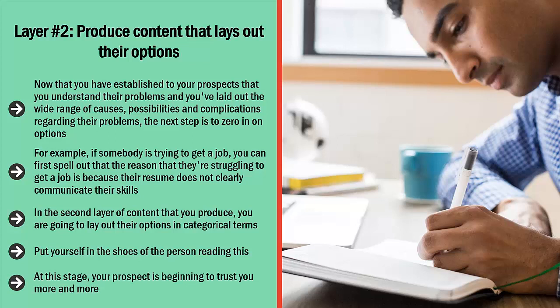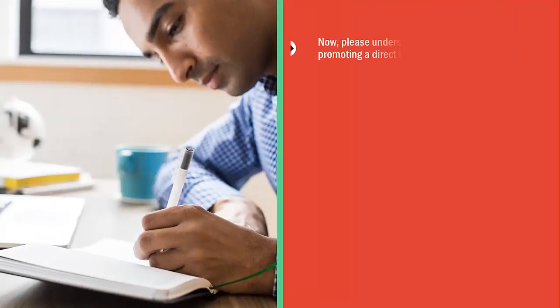In this level, you are obviously going to start working on getting them to like the option that you are promoting. Now, please understand that at this level, you're not promoting a direct link to Clickbank. If you do that, it's going to blow up in your face. This is going to look like spam. People are going to feel that you manipulated them.